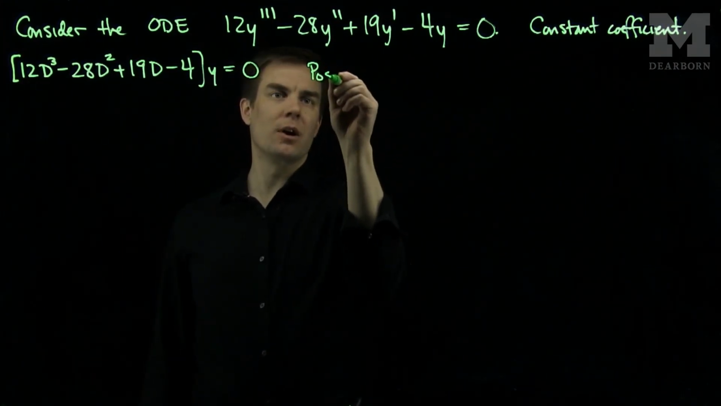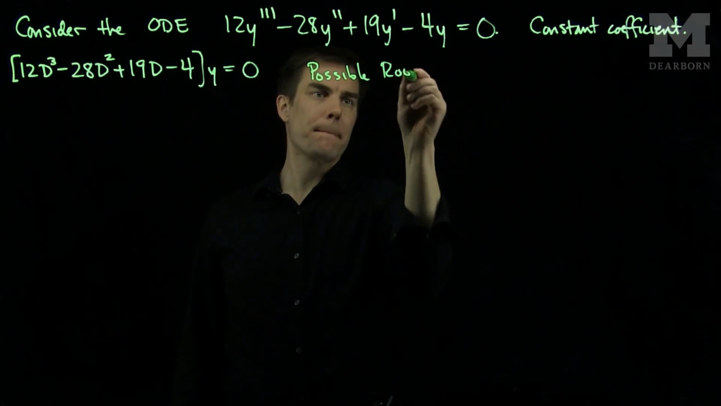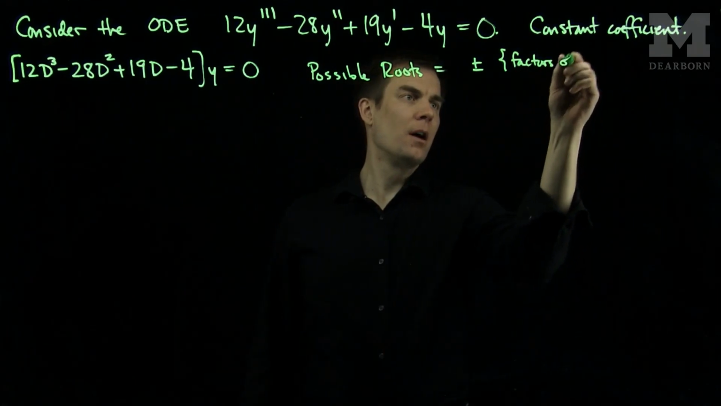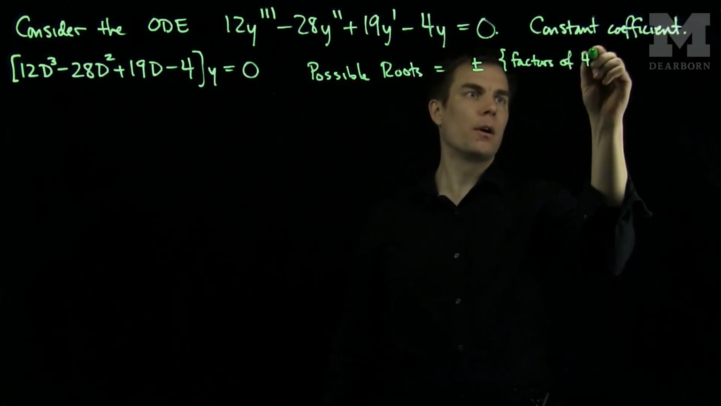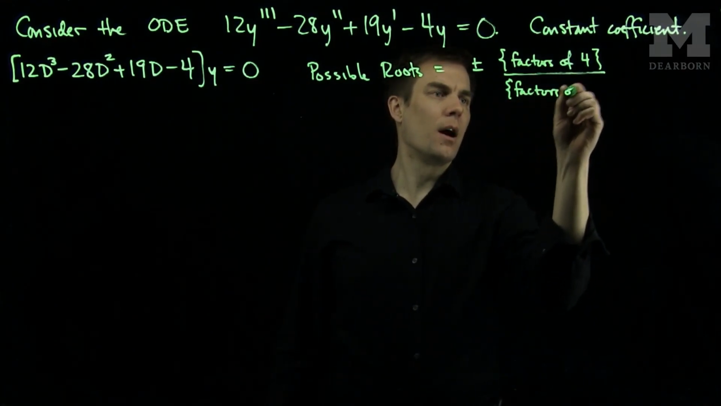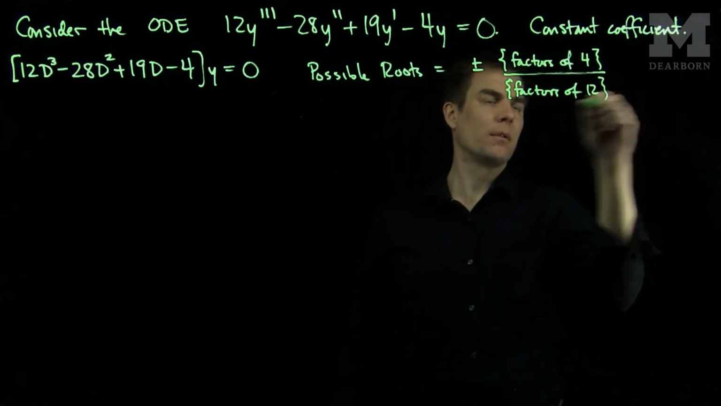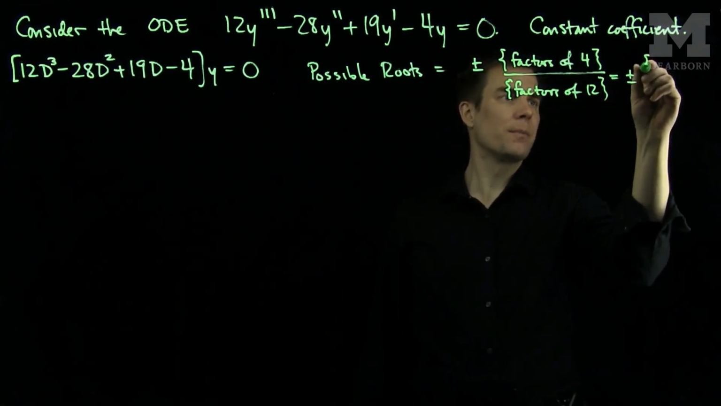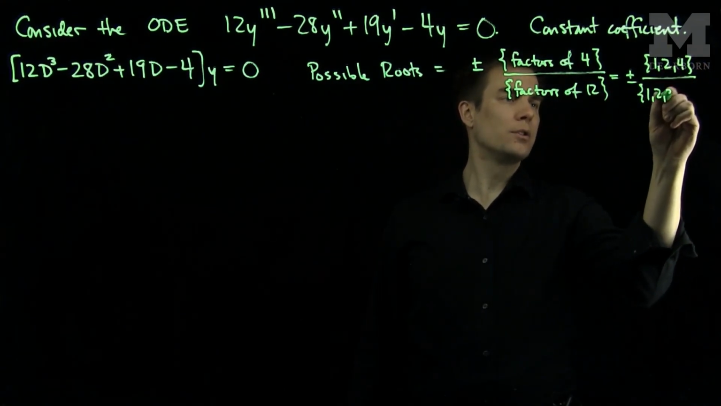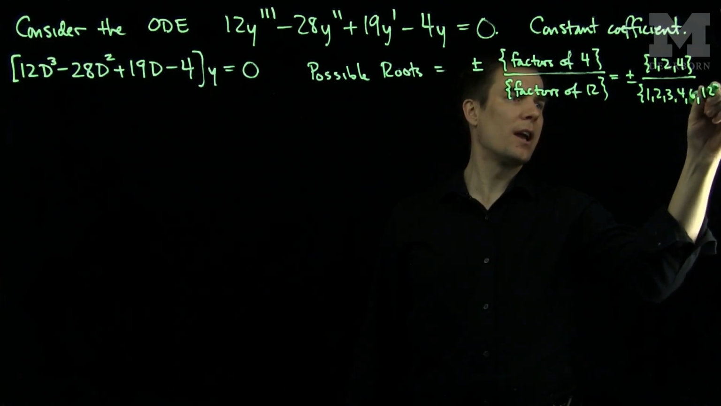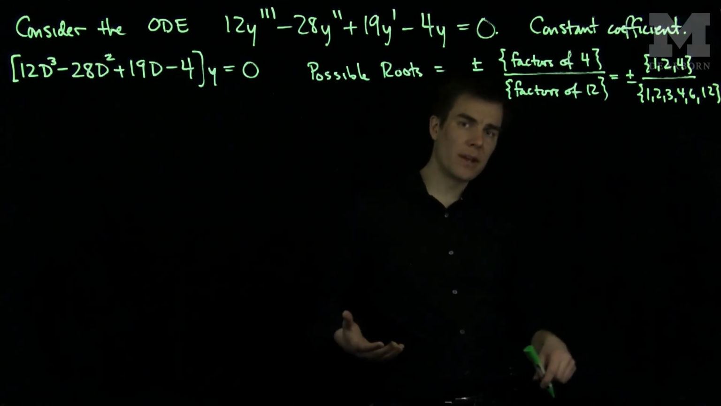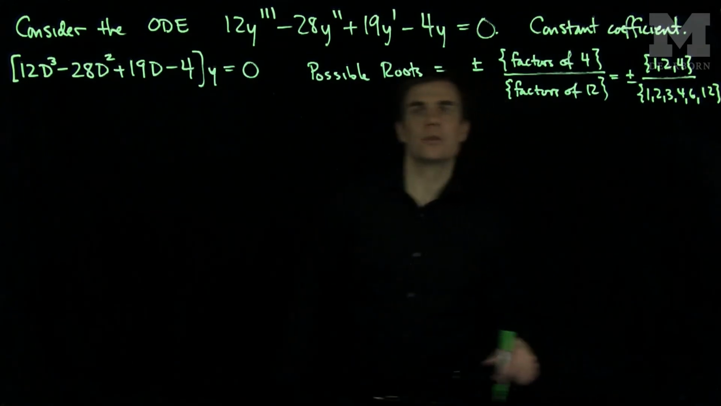So our possible rational roots are plus or minus the factors of the constant coefficient, 4, over the factors of the lead coefficient, which is 12. So we'll have plus or minus 1, 2, and 4, those are the factors of 4, over 1, 2, 3, 4, 6, and 12, those are the factors of 12. Now we would have to systematically check every one of these individually to see which ones are the roots.